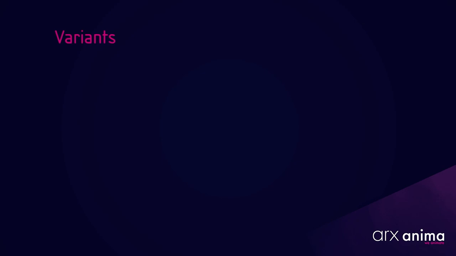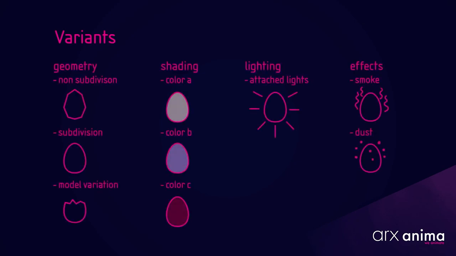Now we come to one of the biggest defining factors of any asset in USD, variants. In this production, we used them mainly for materials, also level of detail, sub-D, and some optional effects. And the common aspect for all those elements was how to set up the asset so that we could override the opinions with variants where we needed to.